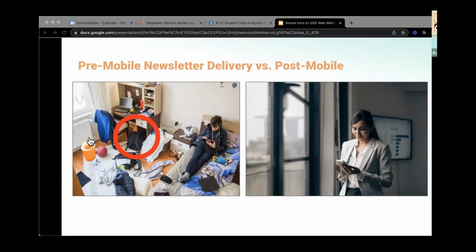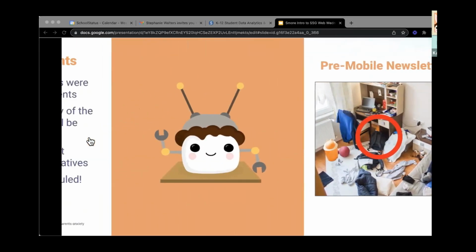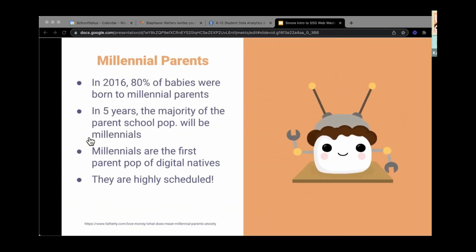The picture on the left gives you a good sense of just how likely a parent is to receive any kind of communication that arrives home in a backpack. Whereas the picture on the right illustrates the ease with which a parent can access a digital newsletter. So when it comes to teaching and learning, we talk about reaching students where they are. Digital communications are about reaching parents where they are. So there are two growing parent caregiver populations in our schools that require digital updates.